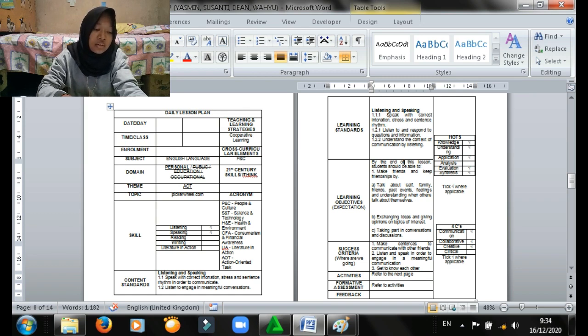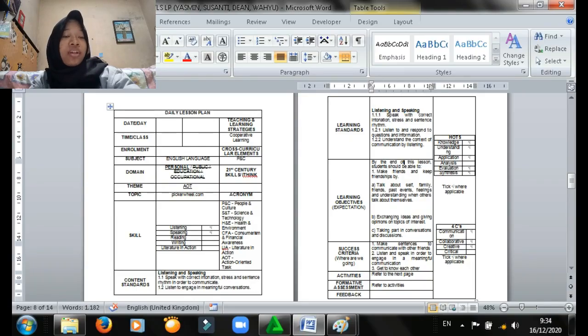This lesson plan has success criteria. Where are we going? First, students are able to make sentences to communicate with other friends. Second, students listen and speak in order to engage in meaningful communication. Third, students get to know each other. So in this lesson plan, the purpose of the picker wheel is that students are able to engage in communication and get to know their friends. And then the teaching activity will be explained.